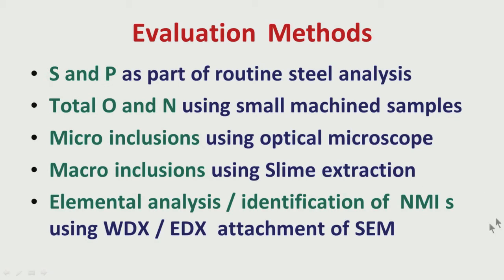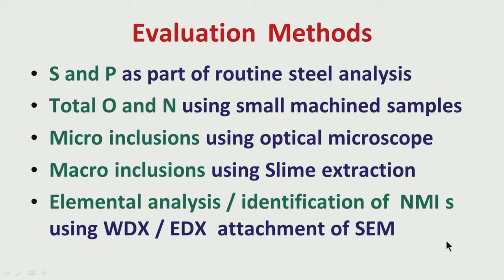There is a technique called X-ray analysis using wavelength dispersion or energy dispersion. These are attachments in SEM. SEM is scanning electron microscopes. When we put the samples under a scanning electron microscope, we can see the normal secondary electron images. We can also evaluate what are the elements present. We can know what are the elements present in those inclusions by these attachments, wavelength dispersive and energy dispersive X-ray attachments.